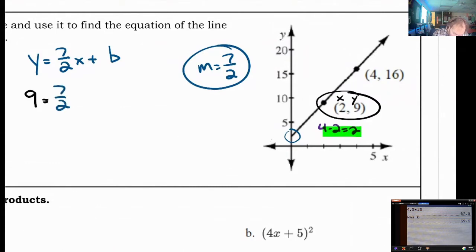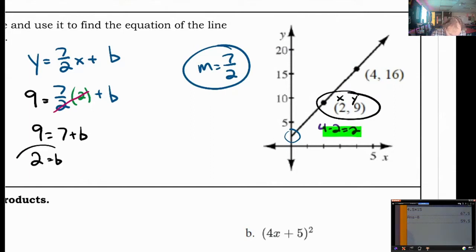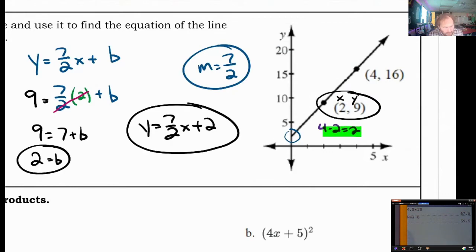I'm going to make x equal to 2 plus b. We're going to solve this for b. What's nice is that 2 and 1/2 will cancel right out, and we'll have 9 equals 7 plus b, and that's going to give us 2 equals b, because 7 plus 2 has got to be 9. And so the equation is going to be y equals 7 over 2x plus 2, just like that.